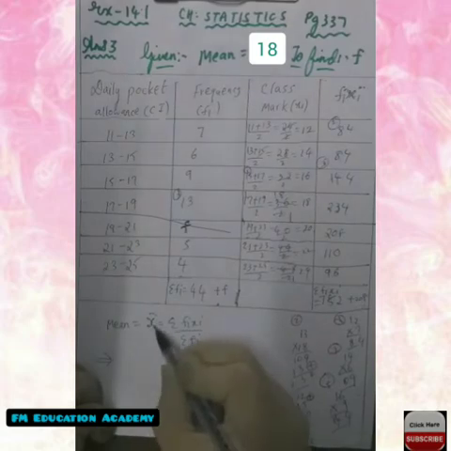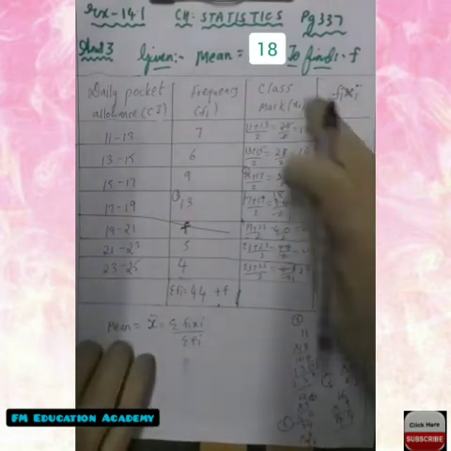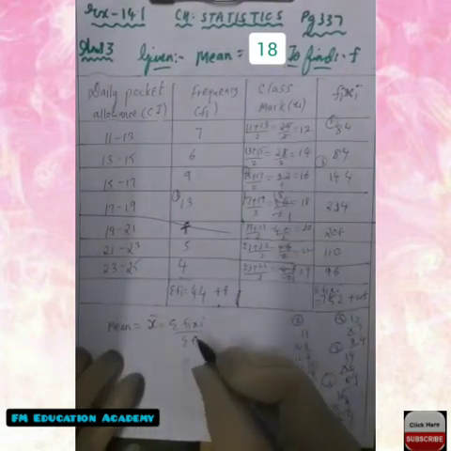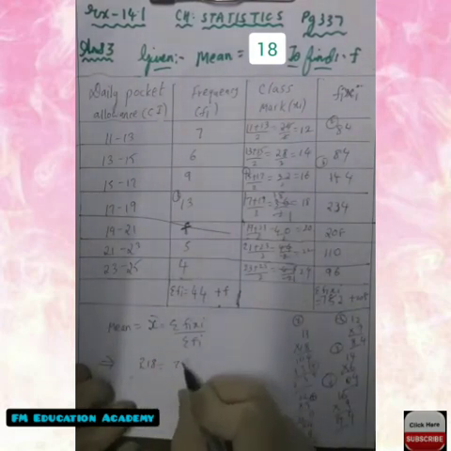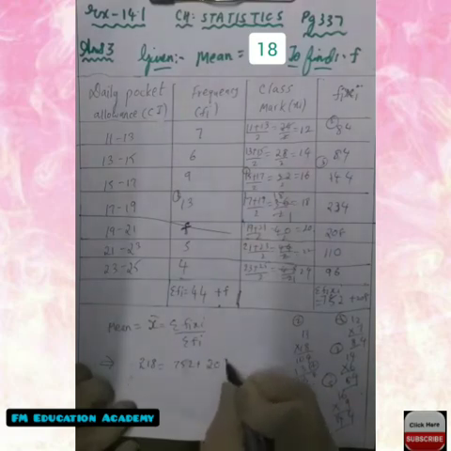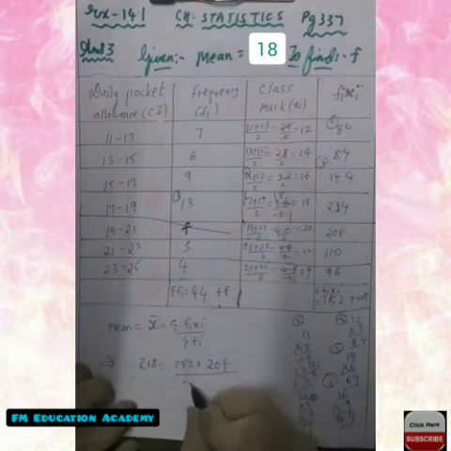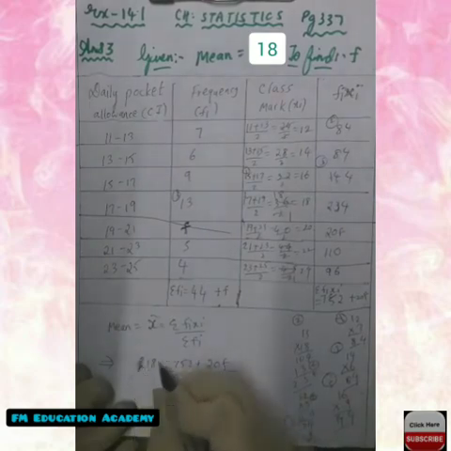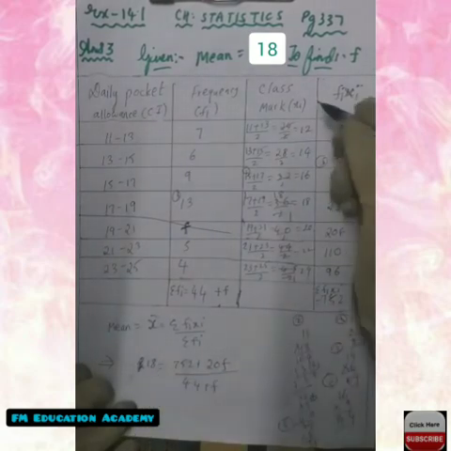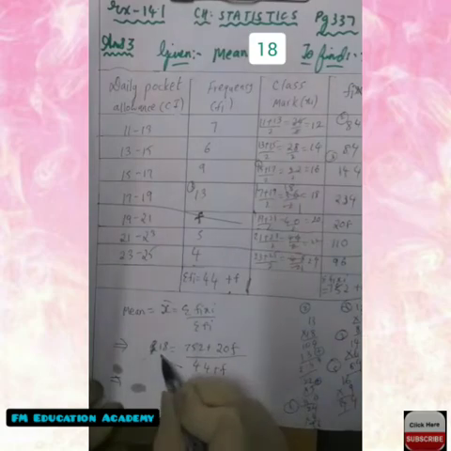Substitute. What is x bar we know? Mean x bar is given as 18. So substitute here 18 is equal to, what is sigma fi xi given to us? 752 plus 20f by sigma fi, which is given as 44 plus f. Sorry, this is given as 18. Mean is given as 18 here. How to simplify this? This 44 plus f we will take on this side.